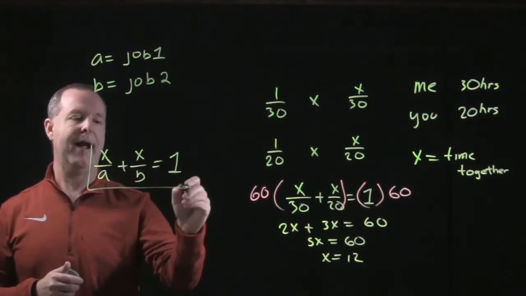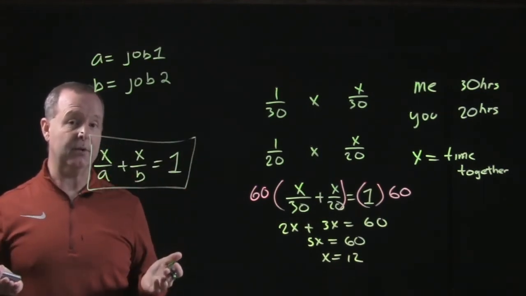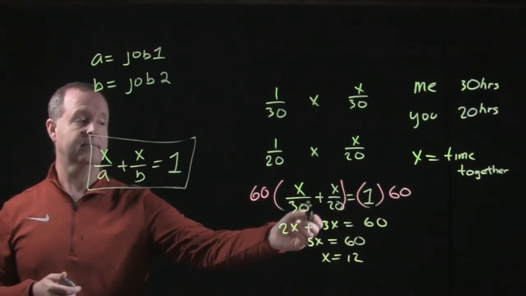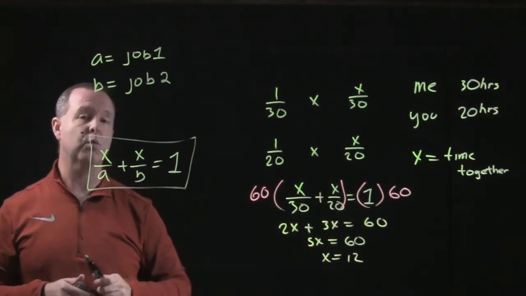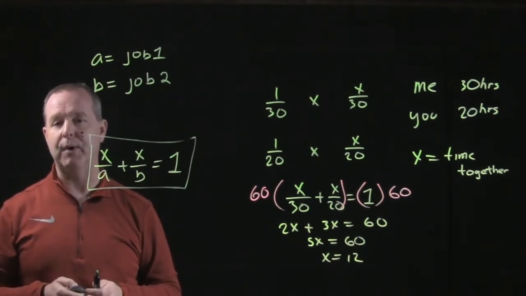So you will work back to a model that looks similar to that. And I think that you're able to recognize that model over here: x over 30 plus x over 20 equals 1. I hope that's going to be helpful for you as you start to unpack some of the practice problems.